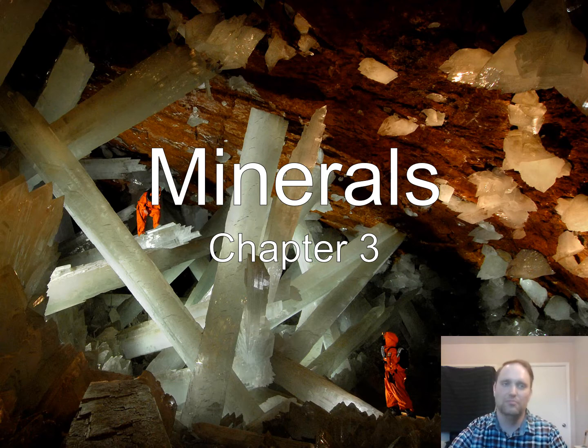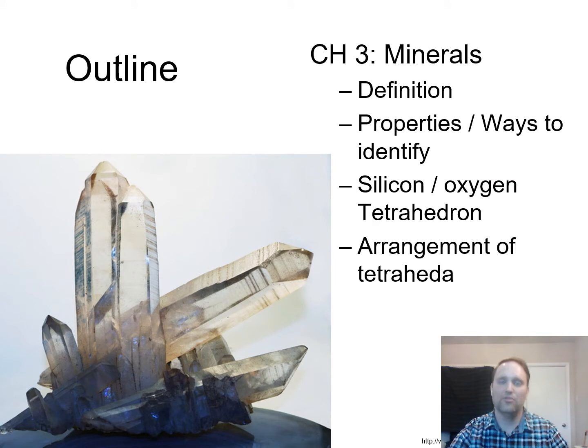Now, the basic outline that we'll be going through: we'll be looking at the definition of what a mineral is, and so what is and is not a mineral. We'll talk about properties of minerals, ways to identify them and distinguish one from another. We'll talk about the silicate minerals, which are made by the silicon-oxygen tetrahedra, and how those are the most important rock-forming minerals.